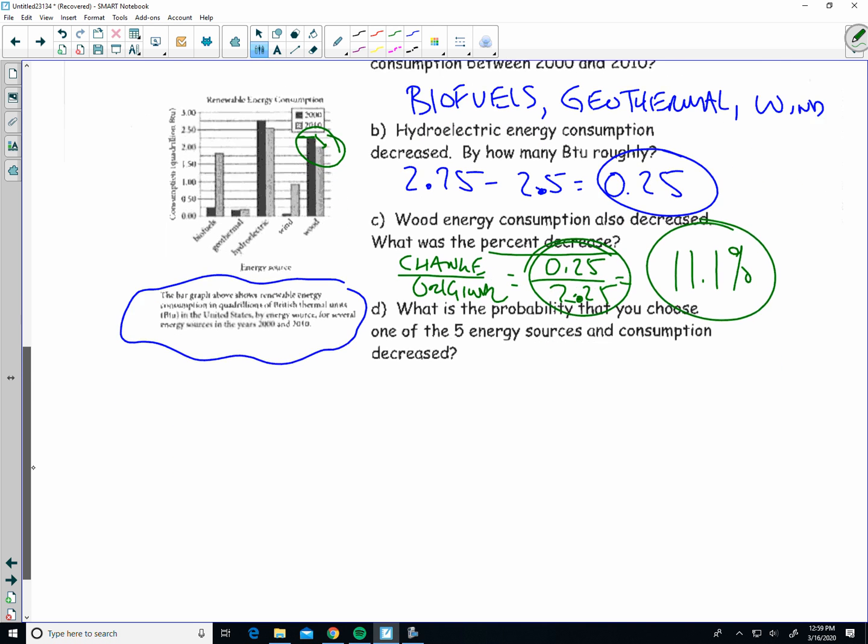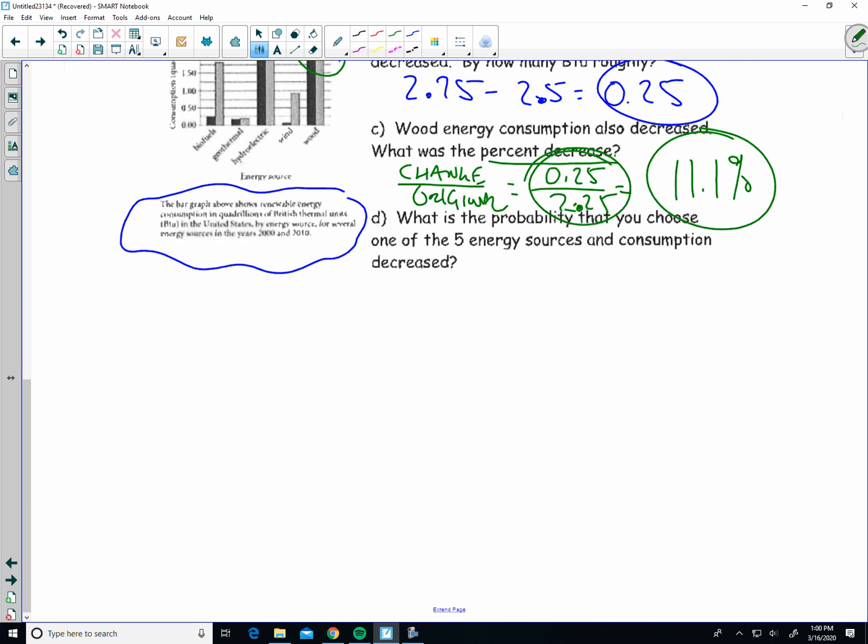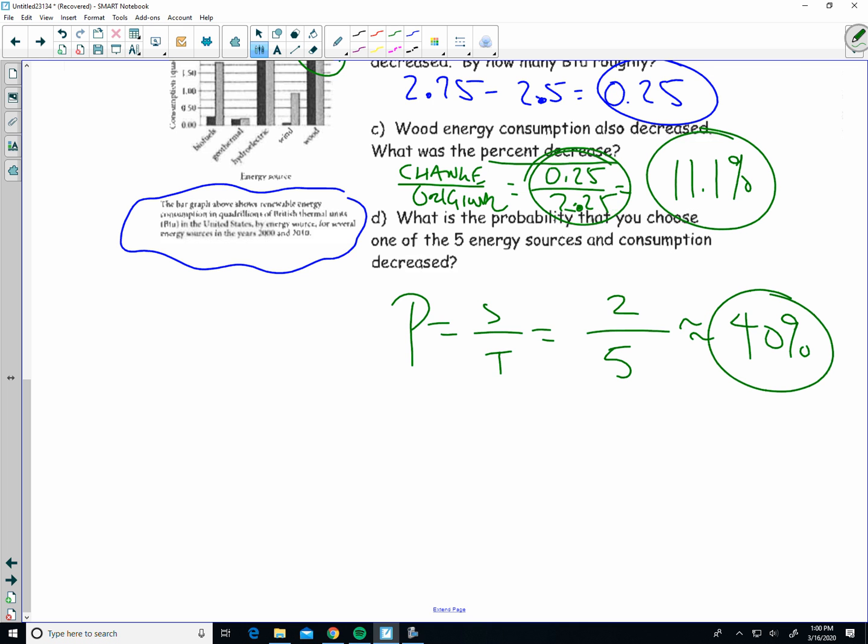And last one, of course, going back to probability. Just got done with that chapter. Probability, of course, is success over total. What's the probability that you choose one of the 5 energy sources and the consumption decreased? So first of all, we are looking at a bar graph that talks about 5 different types of energy sources. And as we know, 3 of them increased and 2 of them decreased. That'd be 2 out of 5. Of course, that would be exactly 40%.